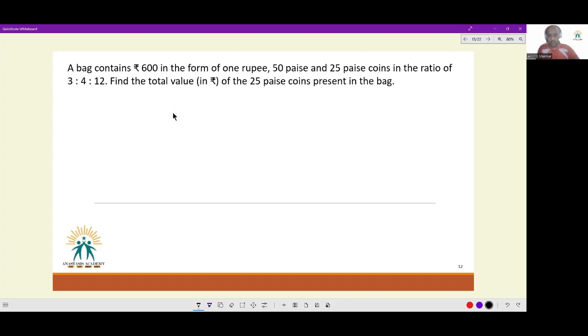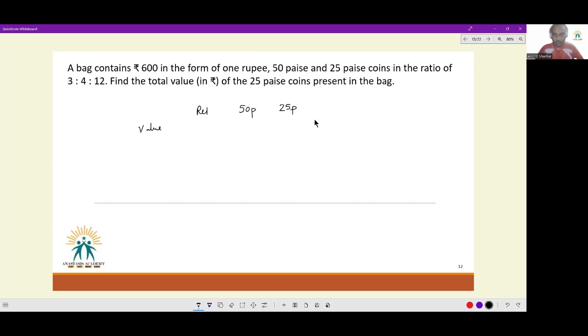A bag contains 600 in the form of 1 rupee, 50 paise and 25 paise coins in the ratio of 3:4:12. Find the total value in rupees of 25 paise coin present in the bag. Another one of those standard questions, which if you record it right nicely, it will be very, very fun. See, 1 rupee, 50 paise, 25 paise.